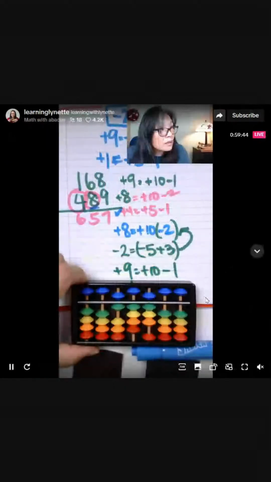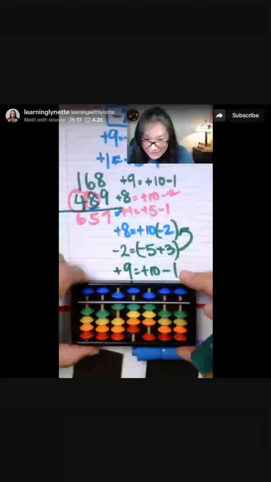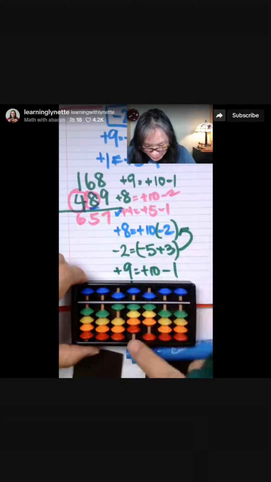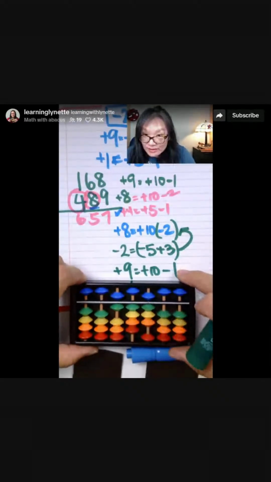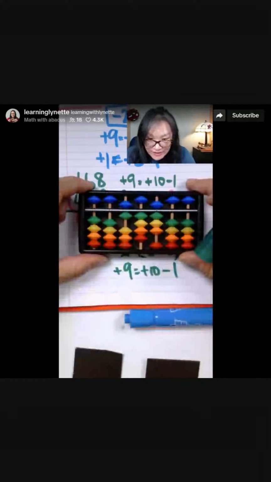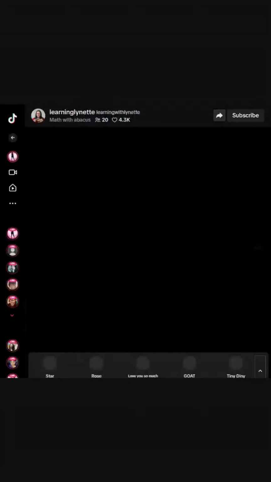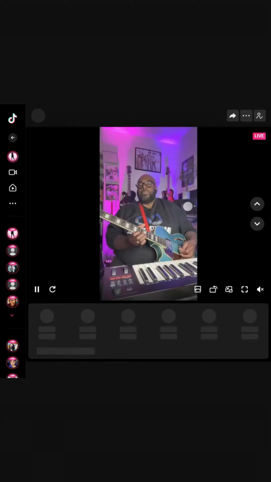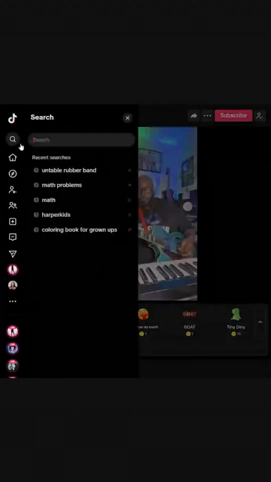TikTok. What are you doing? Plus the 9. You're going to plus the 10 minus the 1. Let's take away the 1. I know TikTok is running slow. So I'm going to take away the 1. And I want to plus the 10. 1, 0. I don't even know how you guys are like, this is crazy. TikTok is going crazy.